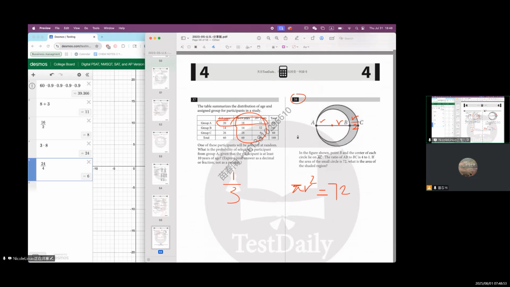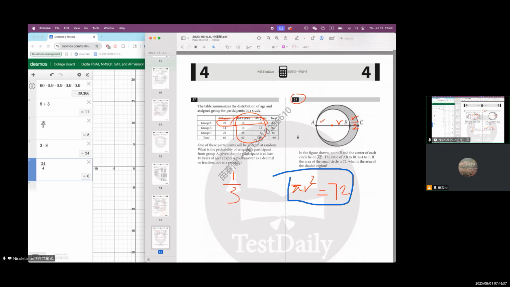In this figure, point B is the center of each circle, all along AC. The ratio AB to AC is 4. If the area of the small circle is 72, 72 can be one of the big equations. Yes, as you write it, 72 is this, right?